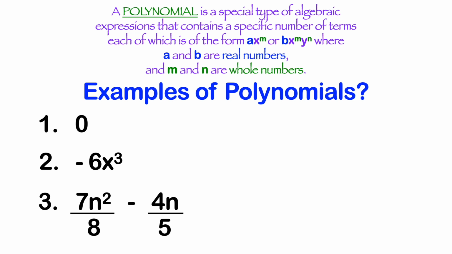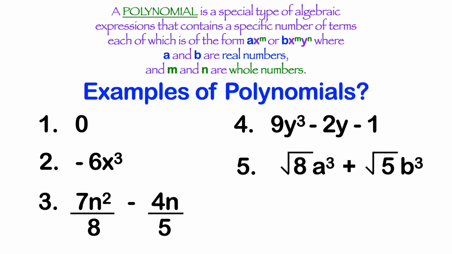Number 3, the third example is 7n squared over 8 minus 4n over 5. So, the exponents of the variables are whole numbers. Number 4, 9y cubed minus 2y minus 1. So, observe nyo rin yung kanyang mga exponents, whole numbers din.